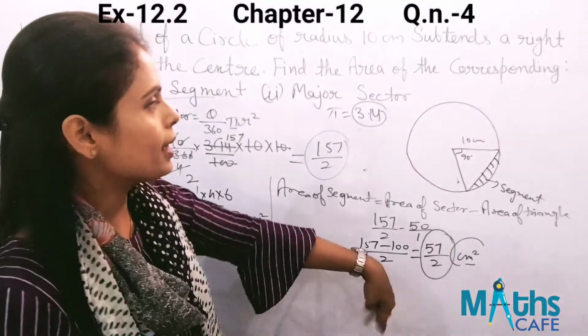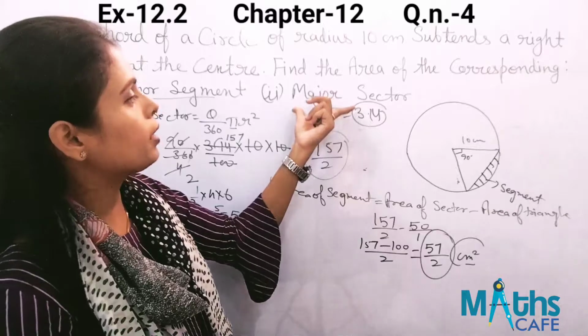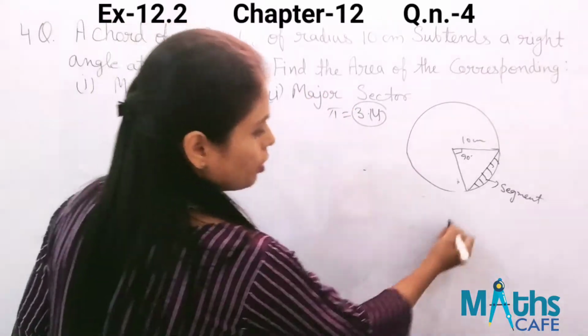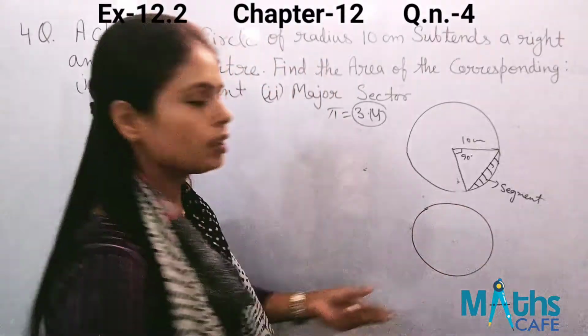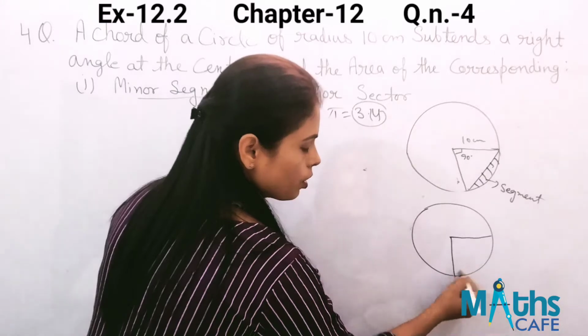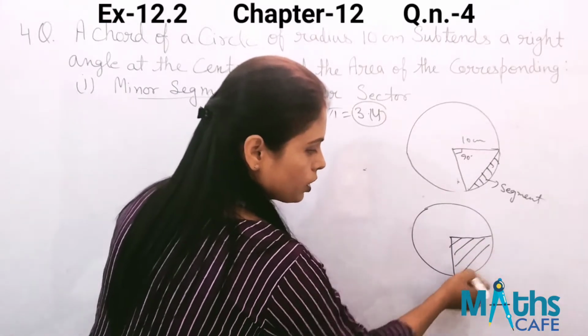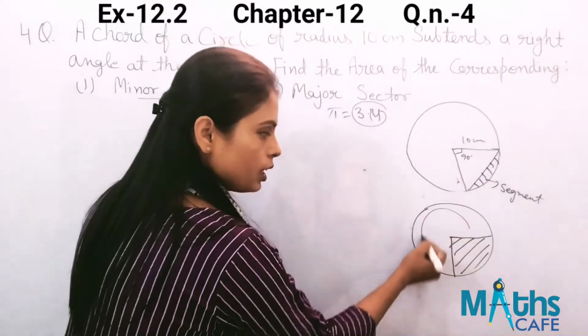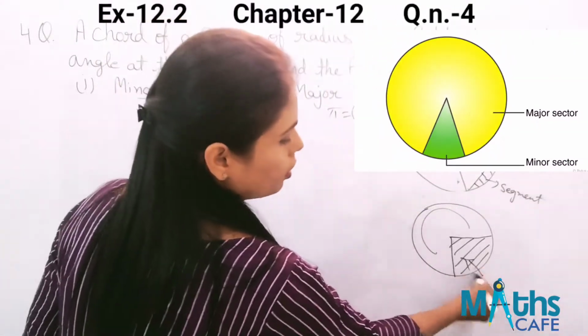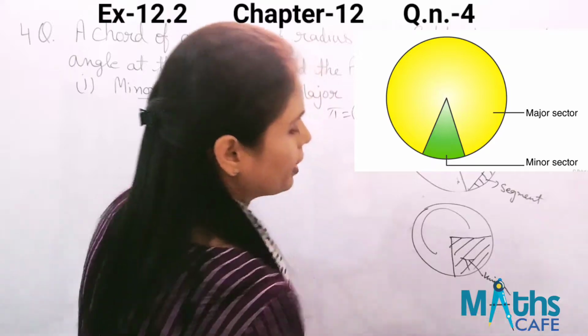Alright, now let's move towards the next part, that is the major sector. So what is the major sector? Again we can make a circle, and now in this, if I subtract this part of the sector, I will be left with this part of the sector. This is the major sector and this was the minor sector.